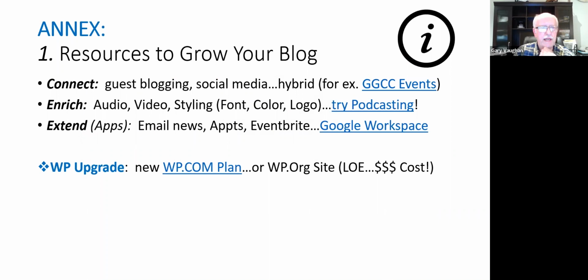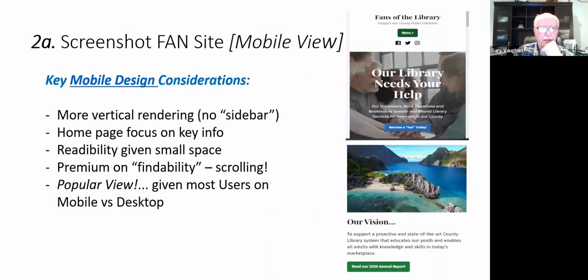There is an annex with other resources. This is only the start of your website journey, so you can do a lot of things. You can try podcasting. There are Google tools like Google Workspace, where you can work with selected teams. This was brought up earlier: how do you work with a small group? And I have a link here to GGCC. That's my Chamber of Commerce. Real world events are a very important part of the marketing package.